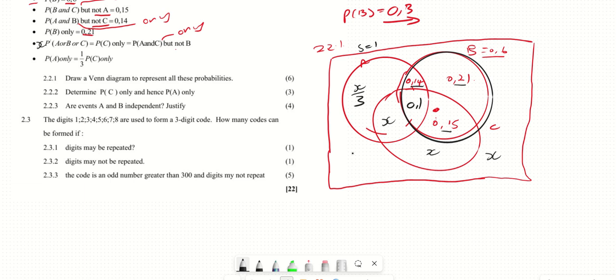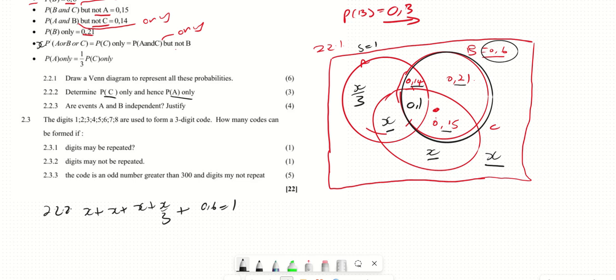So we look at 2. Determine the probability of C only and hence A only. Let's start with C only. What happens if I add all these probabilities inside the circles, not this, not that, but this circle, should give me 1. So I'm going to have X plus this X, plus this X, plus X over 3, plus, now if I look at this, all other numbers are in B, which gives me 0.61, plus 1 plus 1 plus 1 over 3.